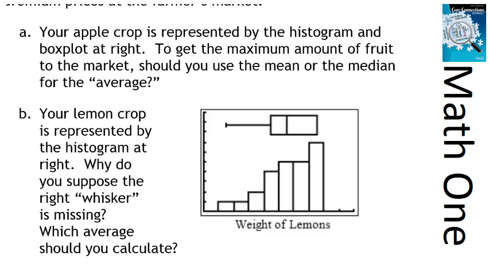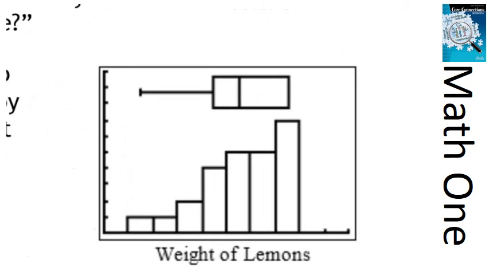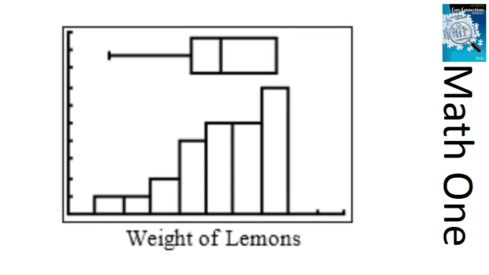Your lemon crop is represented by the histogram at right. Why do you suppose the right whisker is missing? Which average should you calculate? So let's look at this one. I'm guessing the reason why that right whisker is missing is because Q3 and the maximum are probably the same number. So this data set is definitely, and you can see it in the shape, right? This data set is, I think, what we would call skewed.